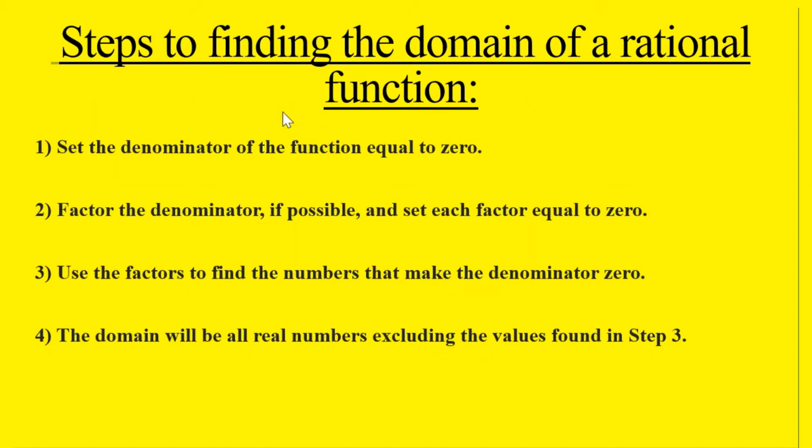Now, let's review the steps that we would take in order to find the domain of a rational function. The first key thing you want to do is set your denominator, whatever that polynomial is, equal to 0. Then, if possible, we want to factor that denominator and set each factor equal to 0. Then we'll use those factors to find the numbers that make the denominator 0. And then once we do that, the domain will be all real numbers, excluding those values that we found that made the denominator 0.